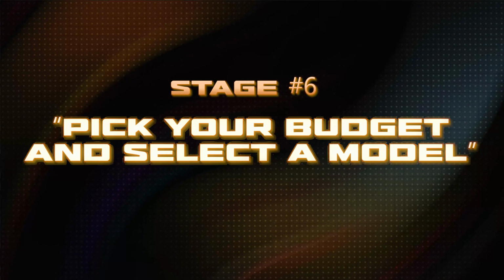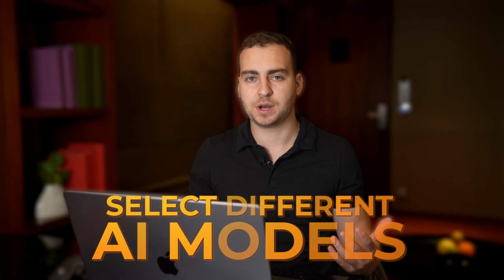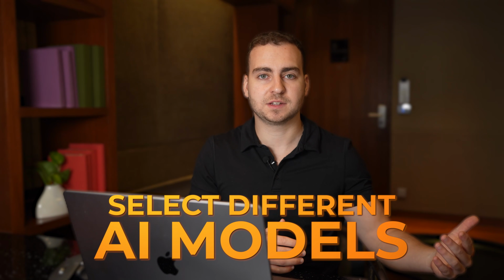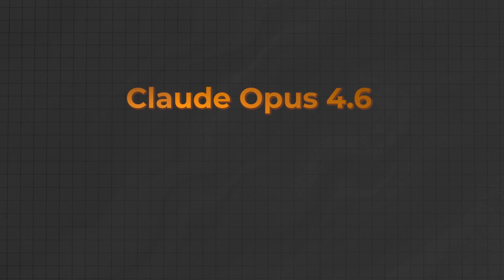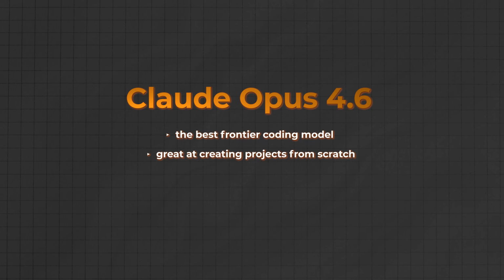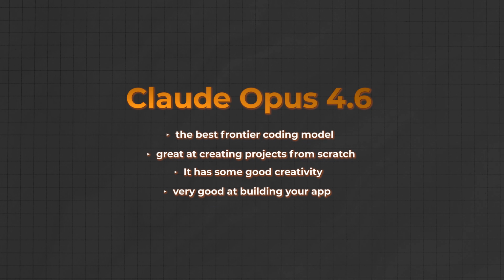Now, stage 6 is to pick your budget and select a model. Now, within each AI agent tool that you're using, you can usually select different AI models. Some are more expensive than others, some are more capable than others, and you want to make sure that you use the right model for the right job. So for example, if you have a completely unlimited budget and you don't care how much it's going to cost you to build this application, you probably just want to run with something like Opus 4.6. This is the current best frontier coding model. It's great at creating projects from scratch. It has some good creativity, and overall it's going to be very good at building your app.